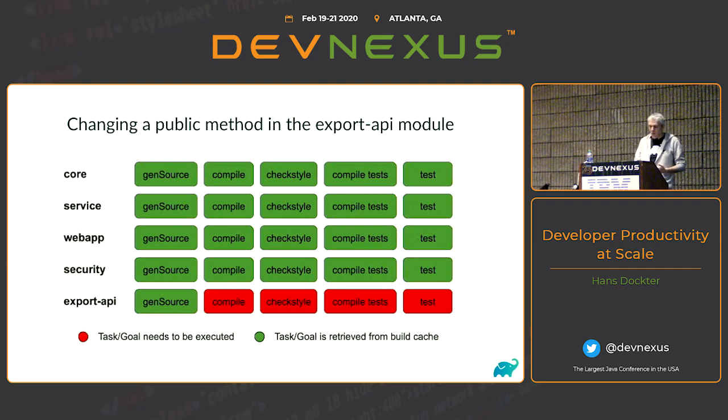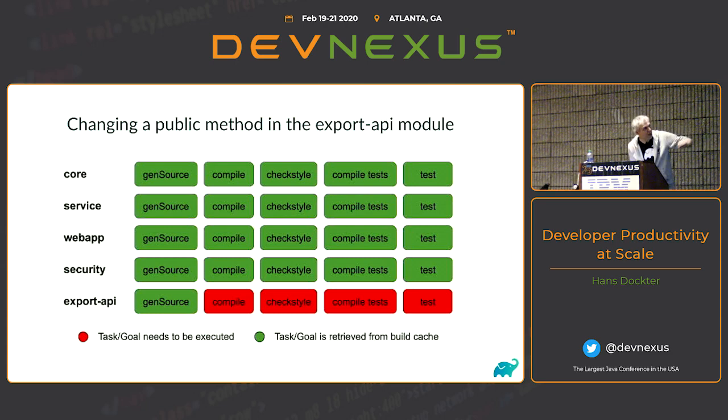Then when we run the build again, and we only changed export API, and let's say no other module depends on export API, then when the compile goal of the core module is about to be executed, we analyze the hashes, calculate the cache key, and ask the build cache, do you have output? And the build cache says, yes, I have it from before. So don't run the goal, get the output from the cache.